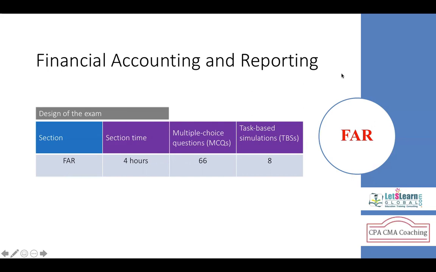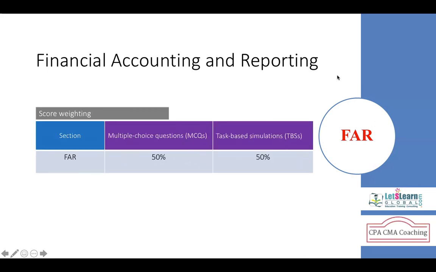You'll have a total of 66 multiple choice questions and 8 task-based simulations. When you see the weightage of your marks for MCQs and the TBS, the marks are equally distributed, which means 50% is allocated to MCQ testlets and the remaining 50% is allocated to TBS. This is the weightage of the marks between MCQ and TBS sessions.